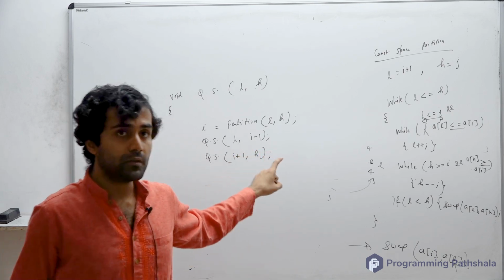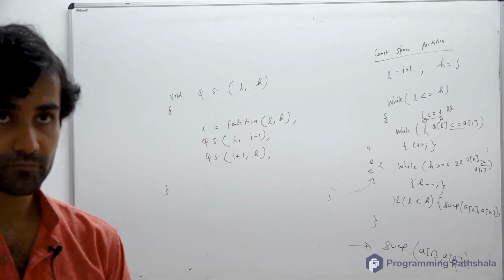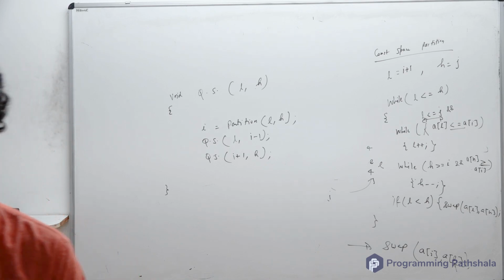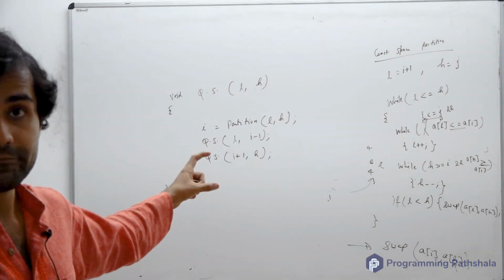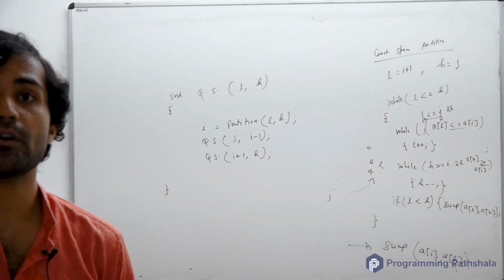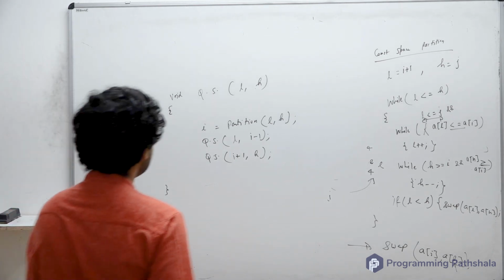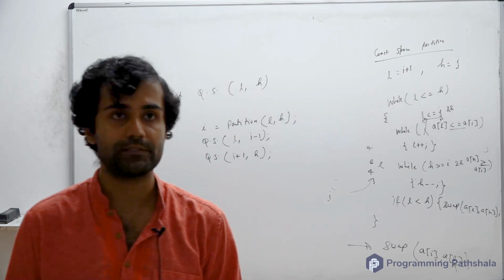Okay, so in this code, did I have a check to ensure whether my left part is empty or my right part is empty? I did not have, right? So how do we ensure that such arrays, which have illegal values of L and H and are empty, do not get processed?